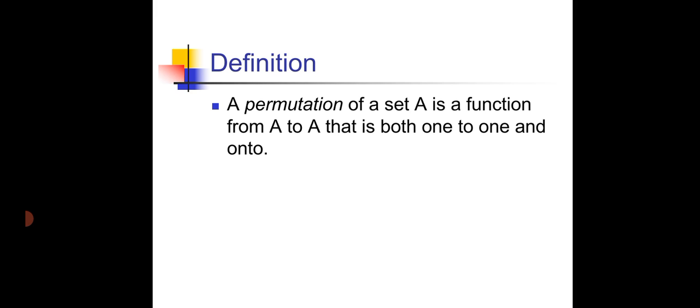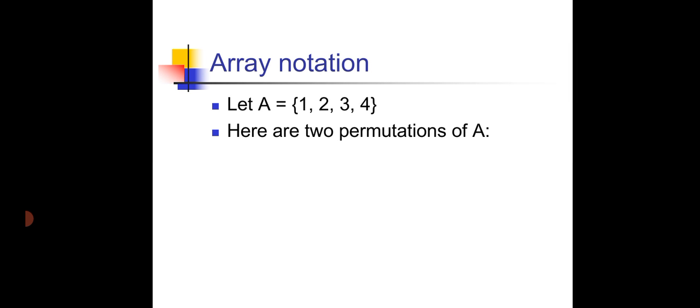First, we're going to define what a permutation group is. A permutation of a set A is a function from A to A that is both one-to-one and onto. So a permutation of A has to satisfy both one-to-one and onto. In array notation, consider a set A which consists of elements 1, 2, 3 and 4. A permutation is a mapping from A to itself, so 1, 2, 3, 4 is mapped again to 1, 2, 3, 4. That's the condition.